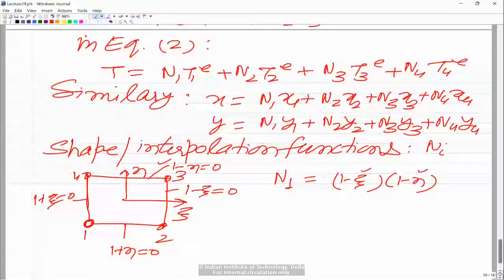So then I need to divide it by 4. Now if I have N1 as 1 by 4 into (1 minus xi) into (1 minus eta), it would be unity at node 1 and 0 at nodes 2, 3 and 4. That's the property of these shape functions.